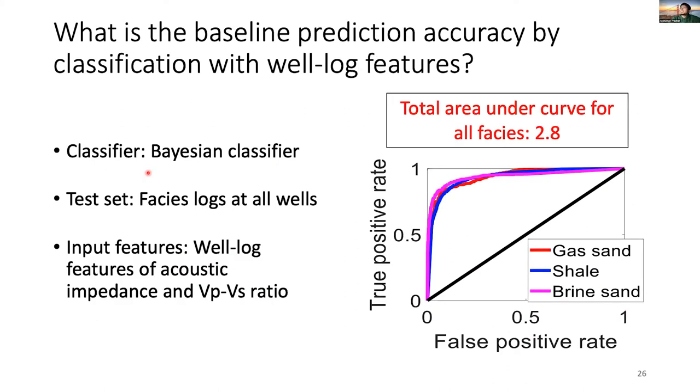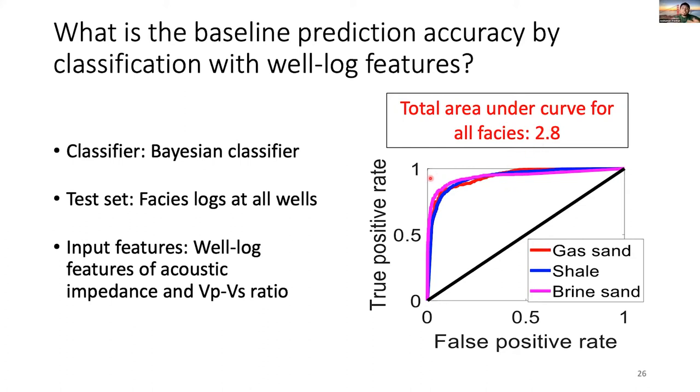Let's look at some baseline prediction accuracy. We took our facies features. So we use the well log features, well logs themselves of VP/VS and acoustic impedance. And we're trying to predict on a test set of facies logs at the wells. The total area under the curve is 2.8 for all of these three facies. The perfect classifier will have an area of 3. So, okay, this is all well log features.